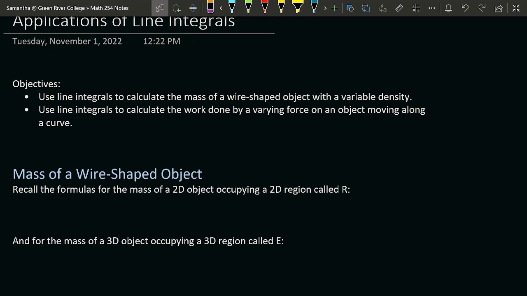We're going to be talking about how to use line integrals of scalar fields to calculate the mass of an object that is functionally acting like a wire, shaped like a wire. We'll also be using line integrals of vector fields to calculate work done by a force that might be variable, acting on an object that might be moving along a curved path.